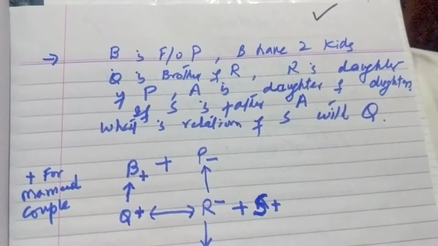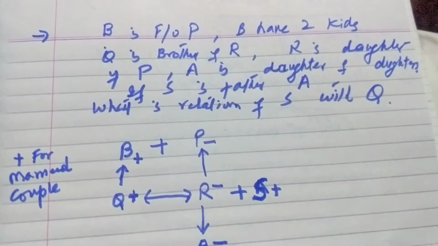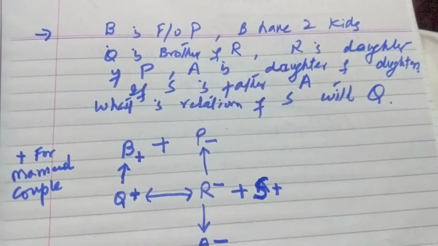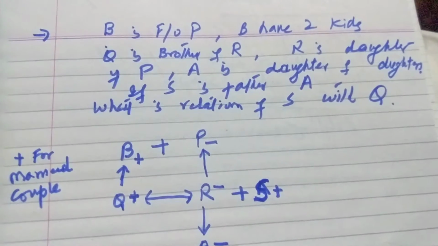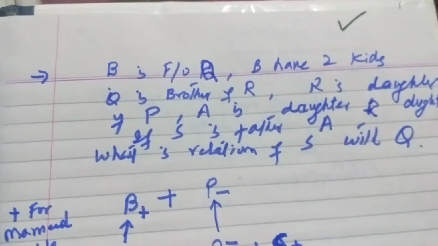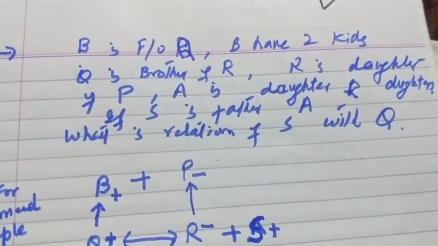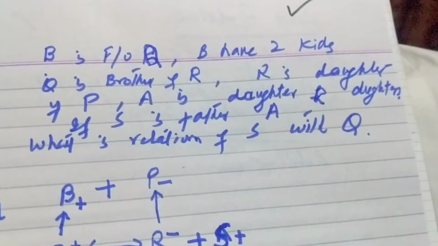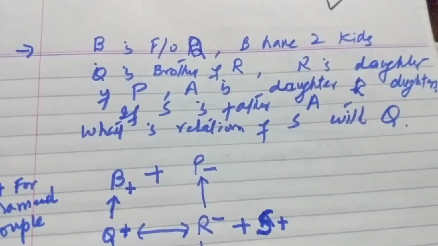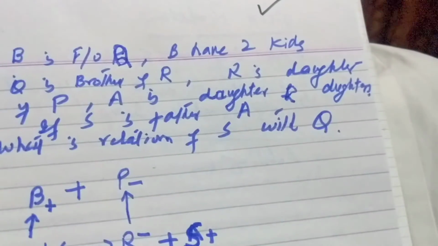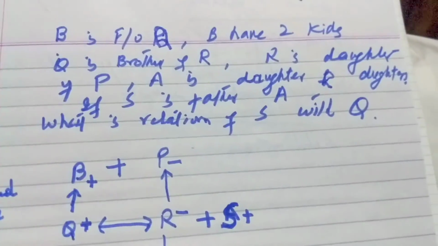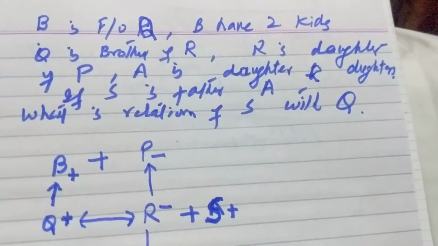Solution: B is father of P. B is male with positive sign, and father with upper arrow. I am repeating this question statement once again. B is father of Q, B has two kids, Q is brother of R, who is daughter of P, A is daughter of R.